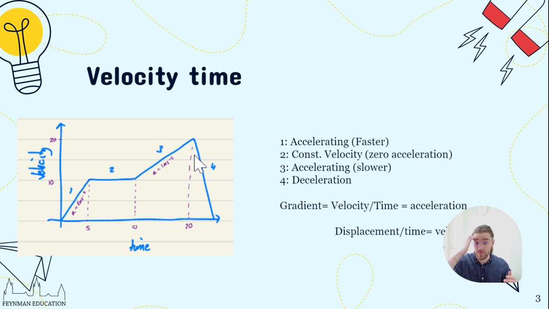Same thing though. When we have a velocity time graph, the gradient is going to equal acceleration. So the steeper the gradient, or the more gentle the gradient, it's going to be accelerating a bit slower at number 3, but it's still accelerating. And number 4 would be deceleration. It is slowing down because it has a negative gradient.